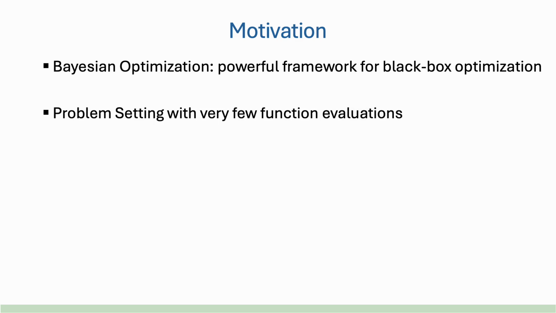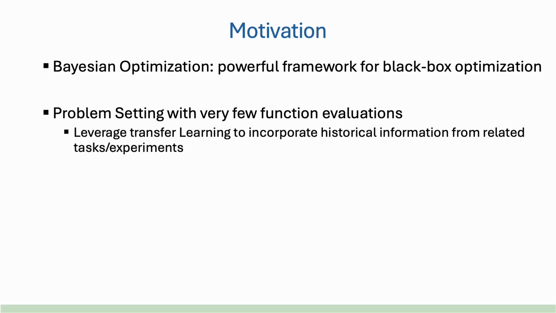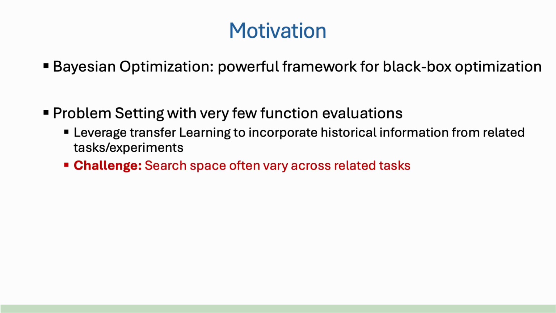Commonly in settings with a budget of very few function evaluations, successful application of BO often requires transferring information from historical experiments, and there is a lot of work on transfer learning for Bayesian optimization, but all of these traditional approaches typically assume that all the related experiments have exactly the same search space. However, in many real-world settings, the search space often varies across related tasks.